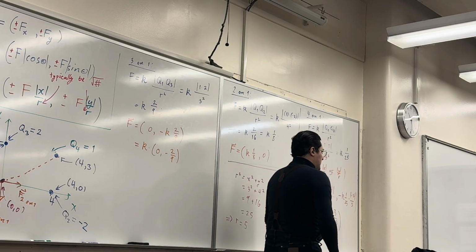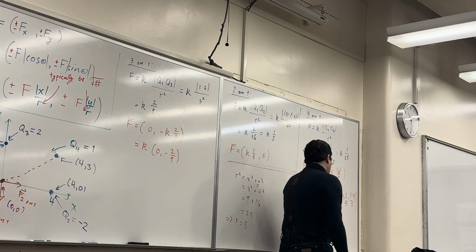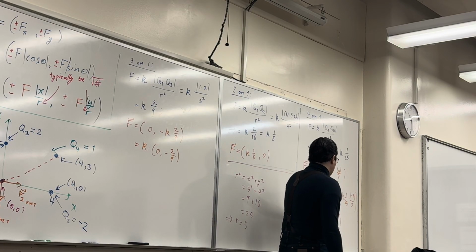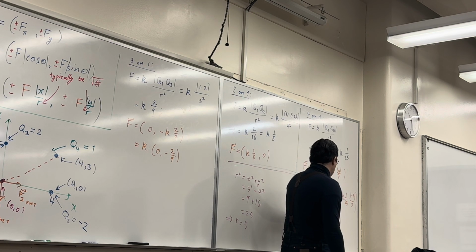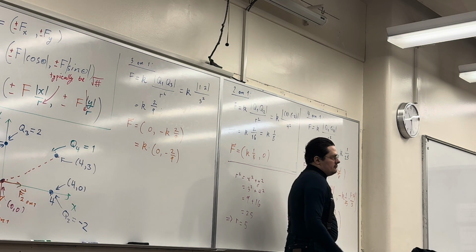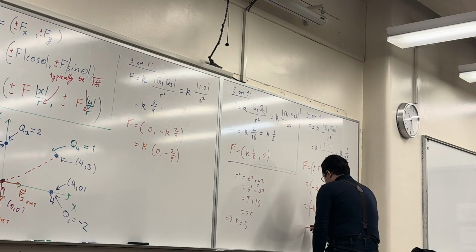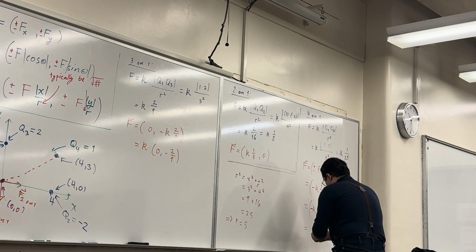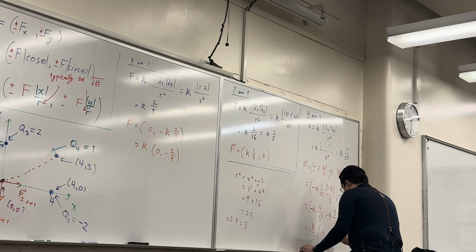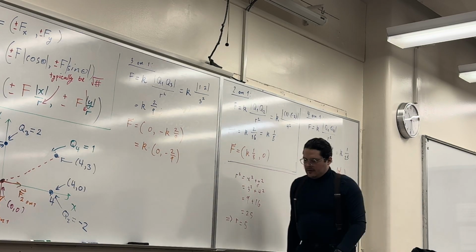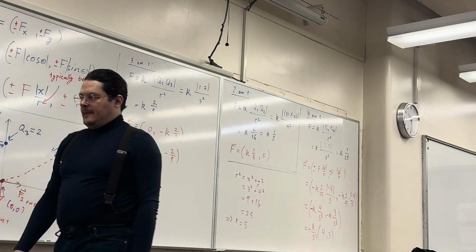Now it's a little ugly. Remember, I can factor out common scalars. I'm going to factor out, I don't know, negative k over 5 cubed. That's just the way I like it, so that there's less ink for me. Negative k over 5 cubed times 4 comma 3. Okay, that is the final vector.